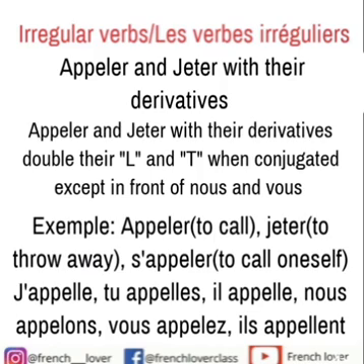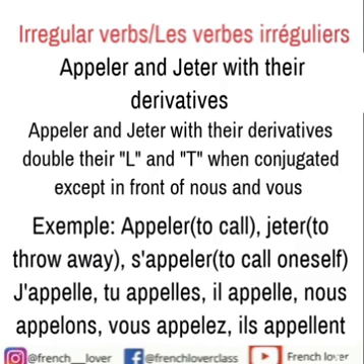Okay, example. J'appelle, double L. Tu appelles, double L. Il appelle, double L. Nous appelons, one L. Vous appelez, one L. Ils appellent, double L. If you were to conjugate jeter, it would be the same thing. Je jette, double T. Tu jettes, double T. Il jette, double T. Nous jetons, one T. Vous jetez, one T. Ils jettent, double T.